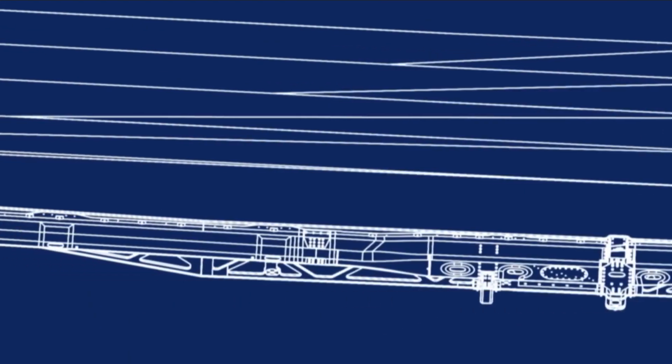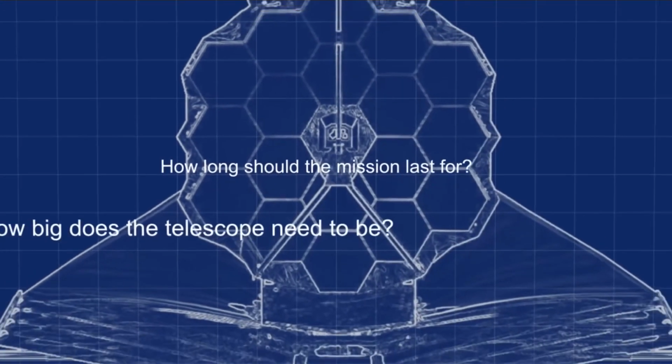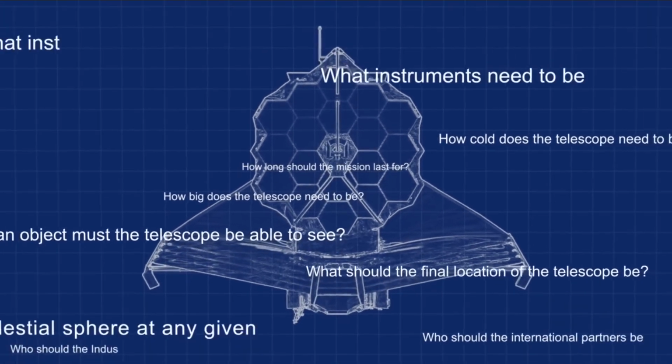Before any designs for Webb could be created, certain criteria needed to be established first. We had to figure out, number one, how big could it be? Number two, how cold could it be, or should it be, to achieve the scientific objectives? And number three, where to put it so that it could get that cold.